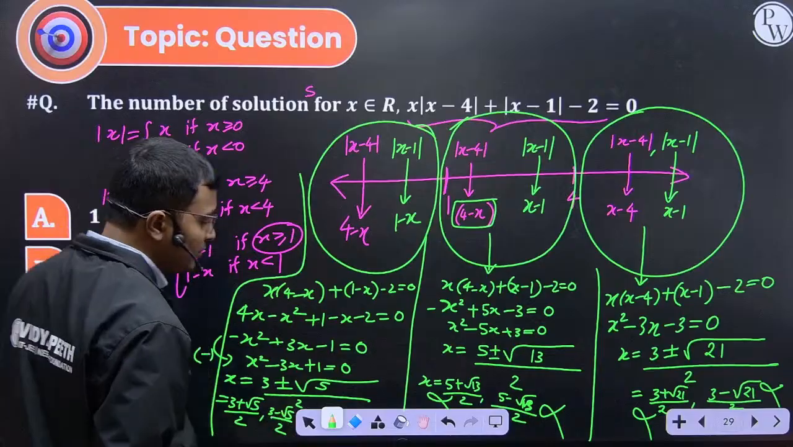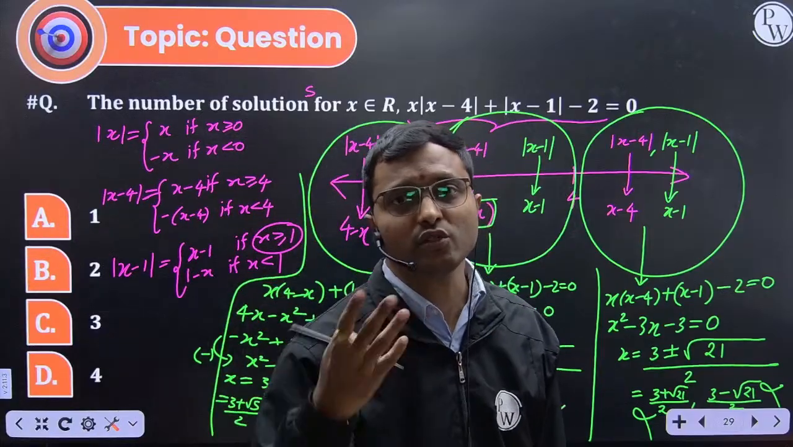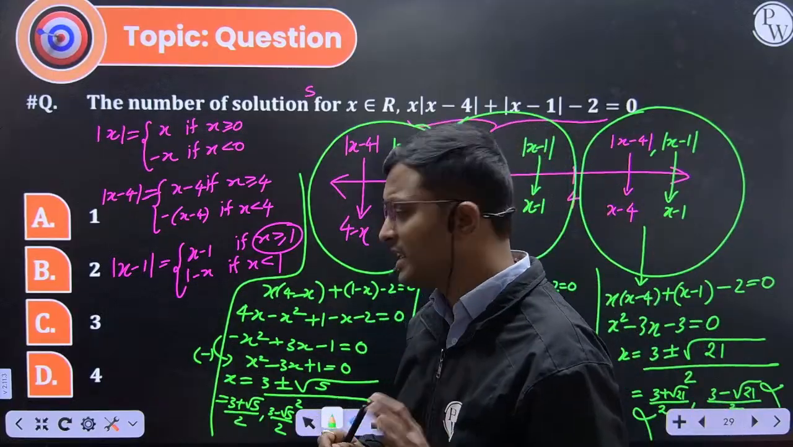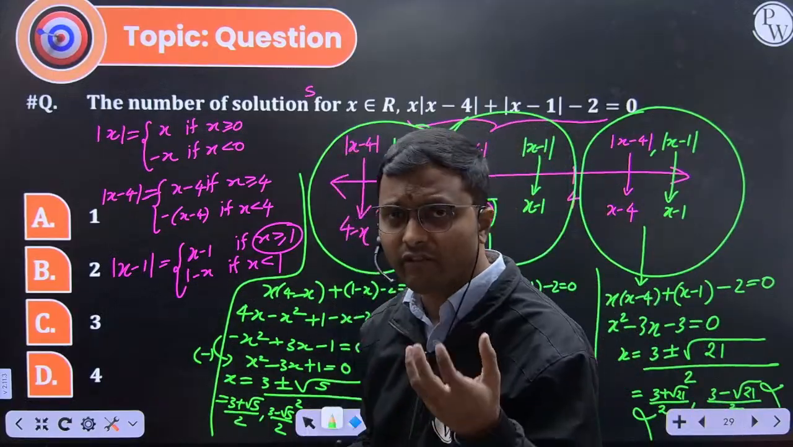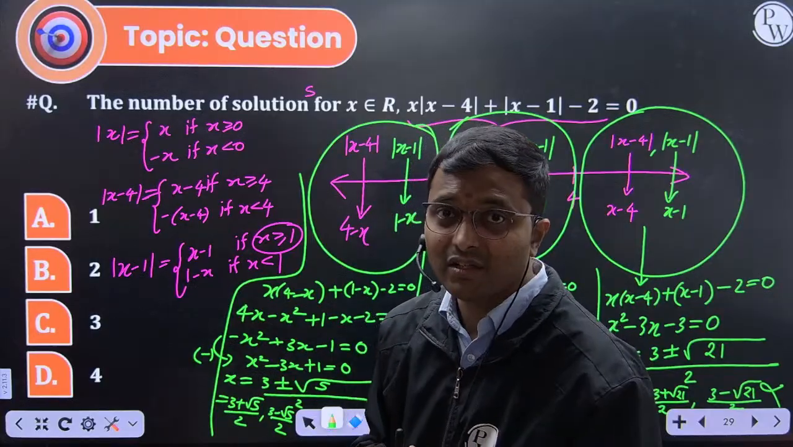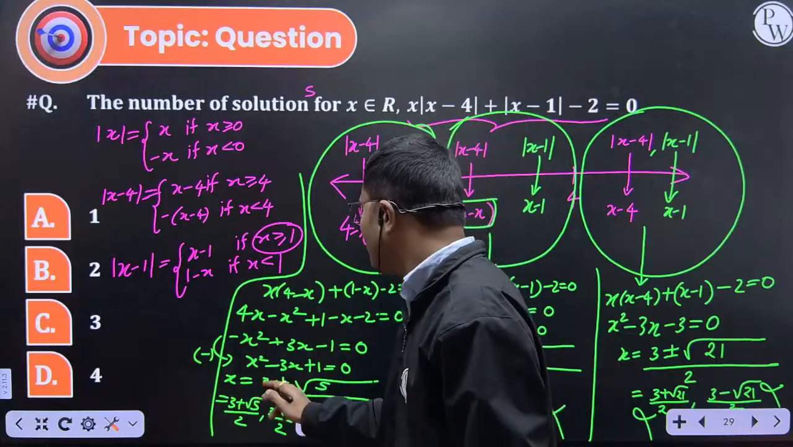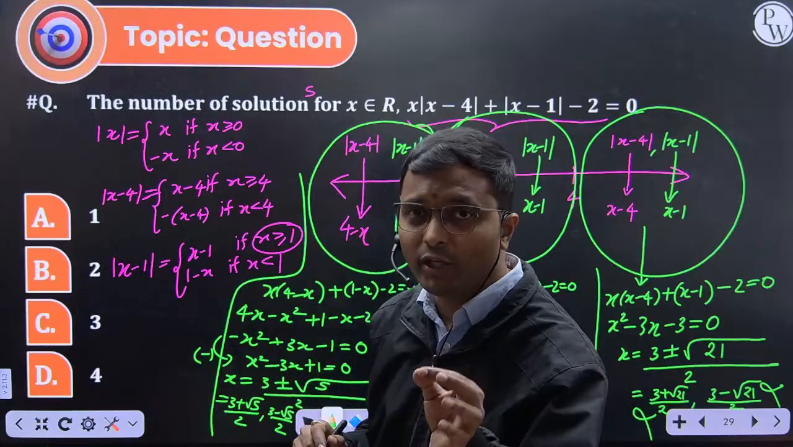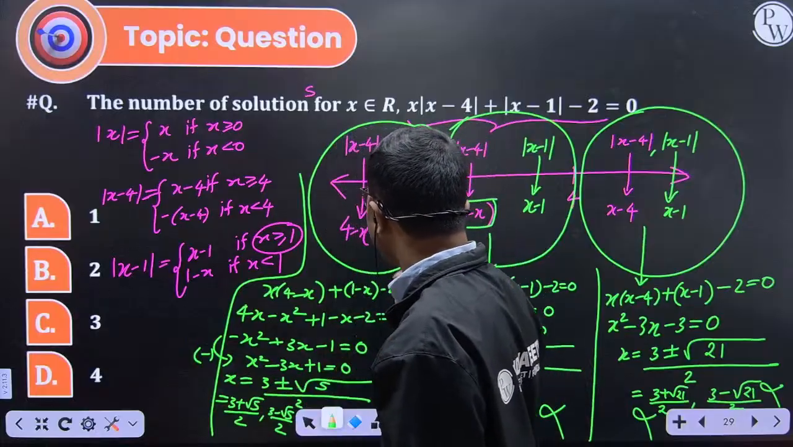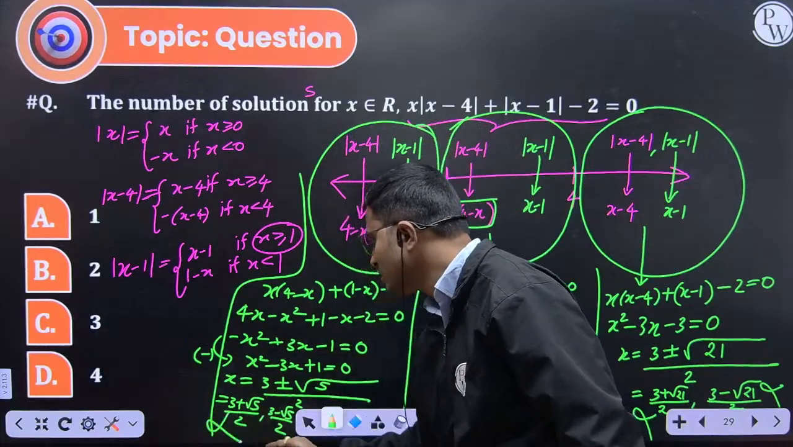Let us approximate. Root 4 means 2, root 5 means 2 point something, let us say 2.2 for example. In fact, root 5 we have to remember, it's a very important value. Root 5 is 2.236. So let us say 2.2. 3 plus 2.2, 5.2 by 2, that is 2.6. Is 2.6 less than 1? No. So this is also rejected.